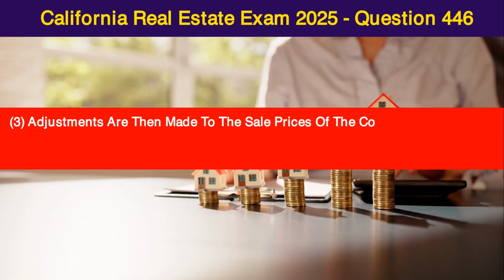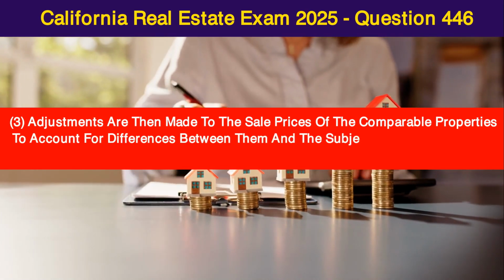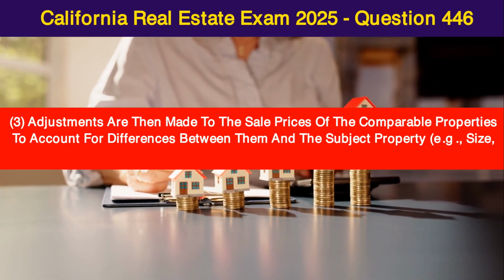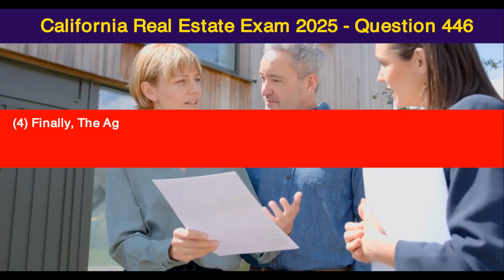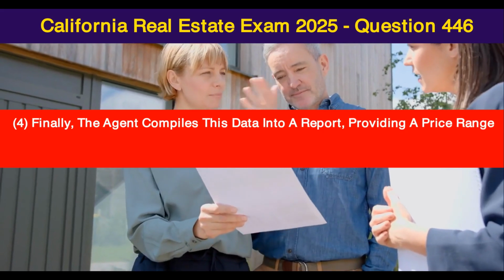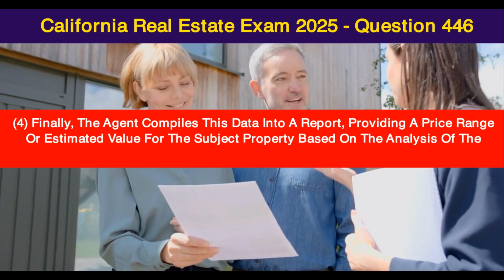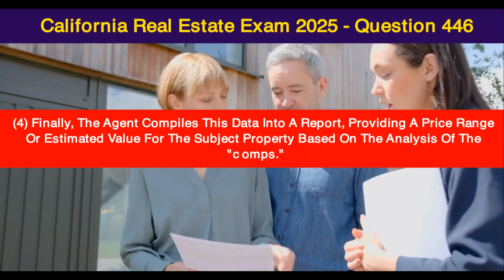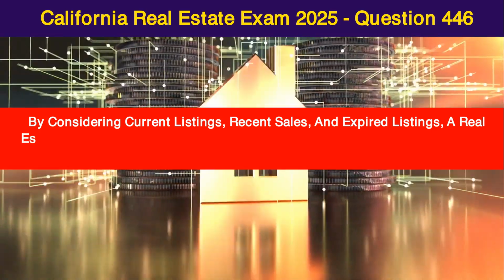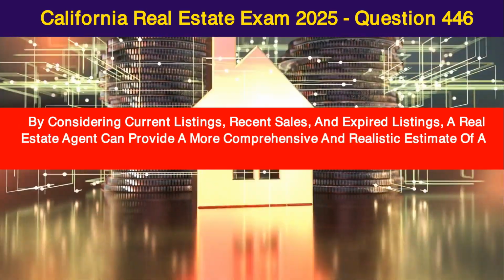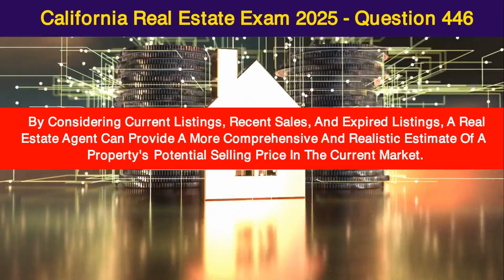3. Adjustments are then made to the sale prices of the comparable properties to account for differences between them and the subject property, e.g., size, number of bedrooms, bathrooms, upgrades, condition. 4. Finally, the agent compiles this data into a report, providing a price range or estimated value for the subject property based on the analysis of the comps. By considering current listings, recent sales, and expired listings, a real estate agent can provide a more comprehensive and realistic estimate of a property's potential selling price in the current market.